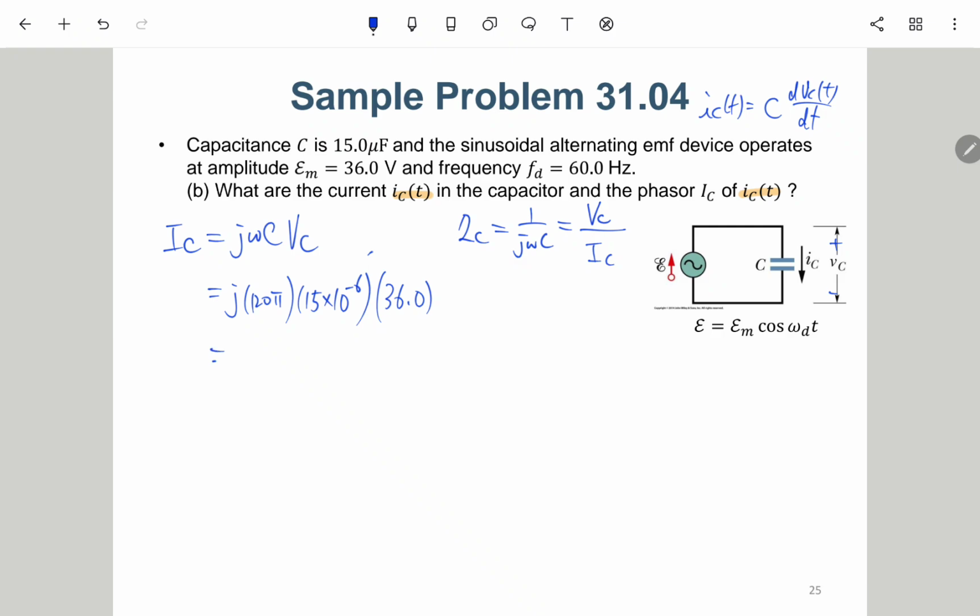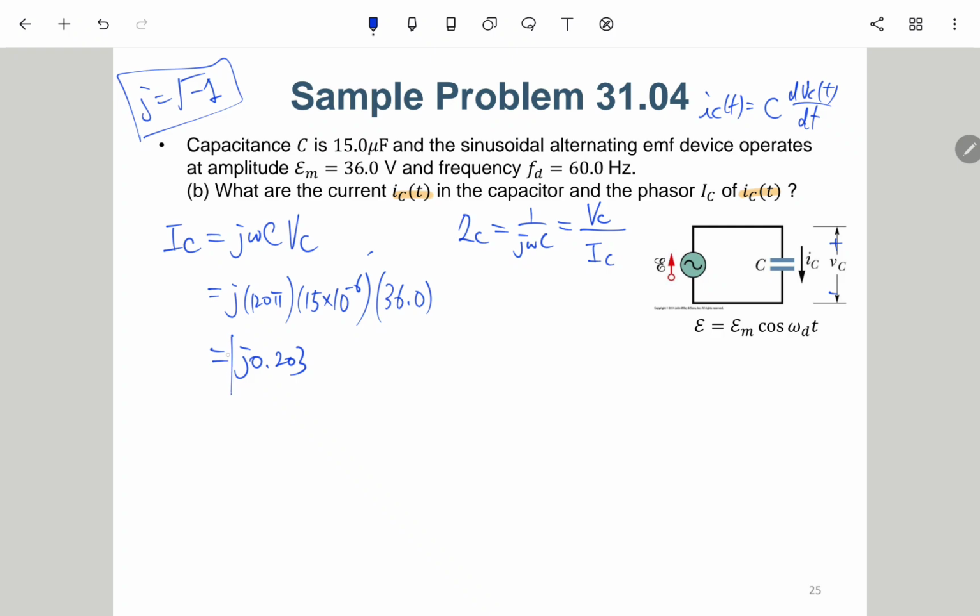So this is nothing but j 0.203. Yeah, j 0.203. If we forgot what j is, j is the square root of -1. I used to use j rather than i, because we already use i for the current. So I always use j to represent the square root of -1.